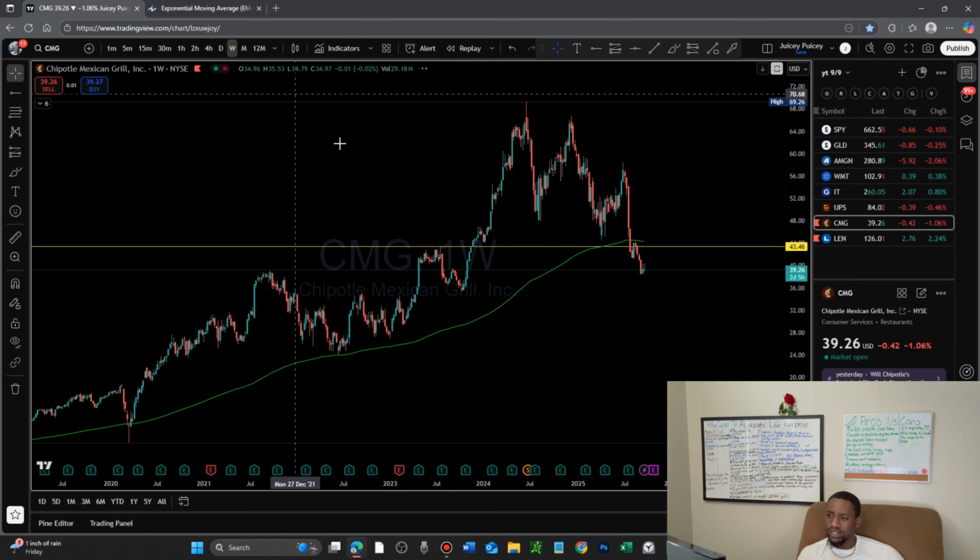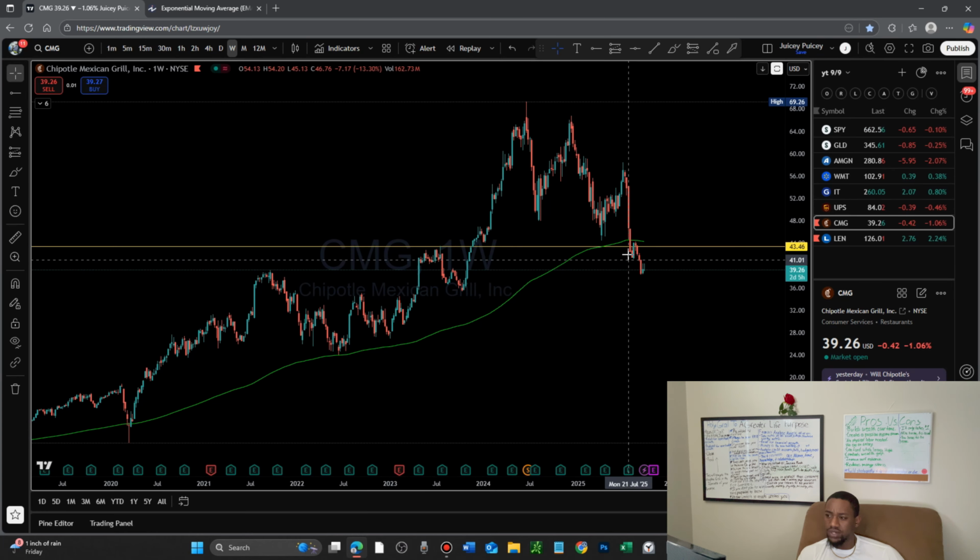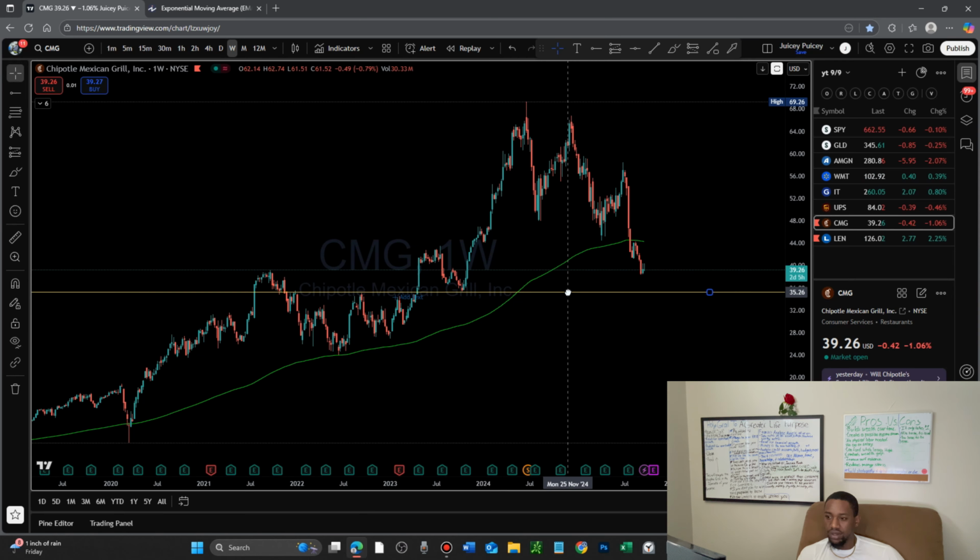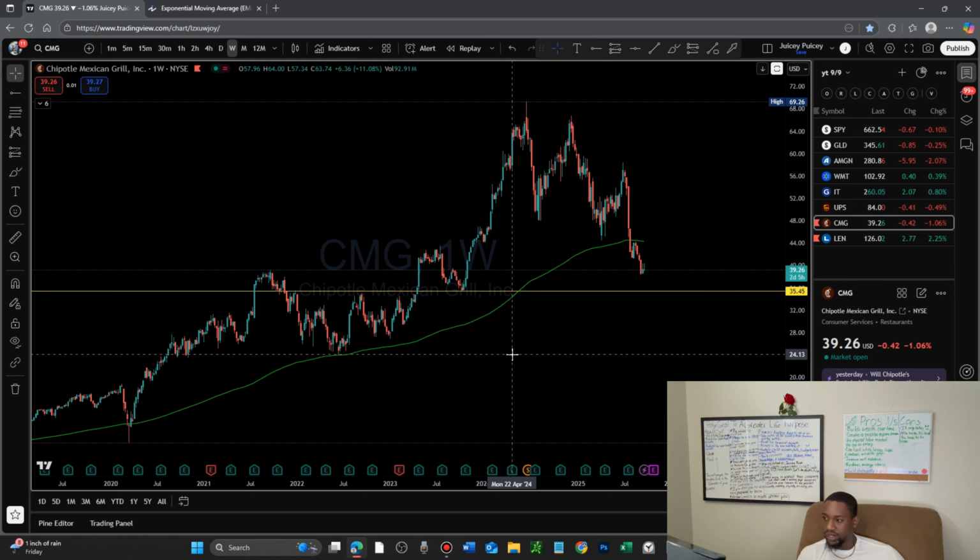CMG. Let's see what we got. It broke that 200 EMA. It used it as a resistance. It's starting its downtrend. Where could it bounce? Potentially here.